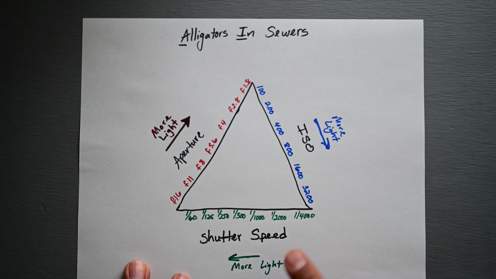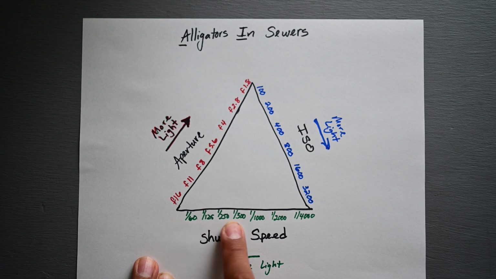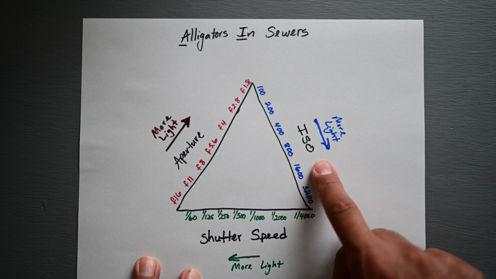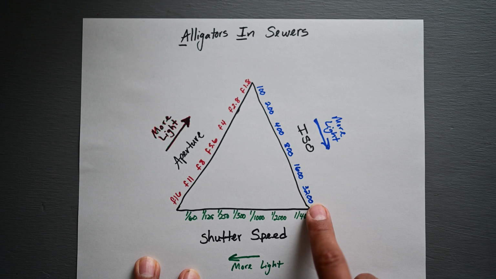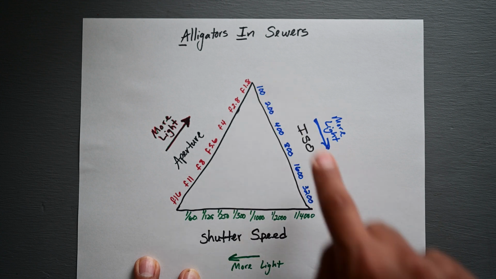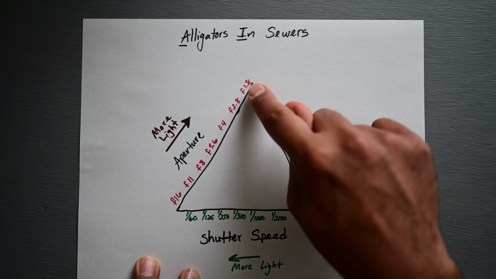And the same thing happens as you go counterclockwise. Let's start on our shutter speed. As you start to have your shutter speed increase, you're going to be getting less light. And same thing with your ISO. As you begin to reduce the ISO, there is going to be less light for your image. And the same thing here with the aperture.